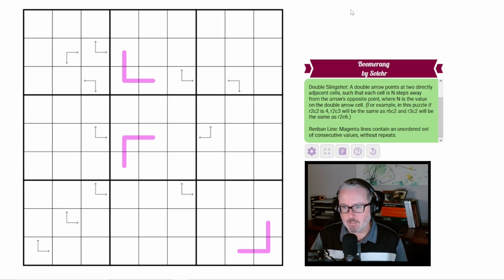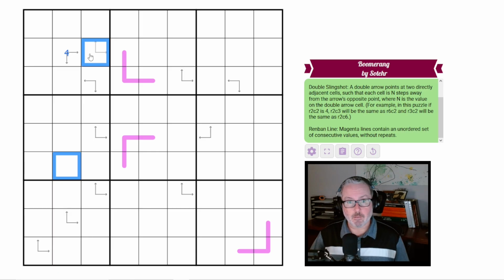For example, in this puzzle, if row 2, column 2 is 4, let's just put that in for a second. Row 2, column 3 will be the same, which is this one, as row 6, column 2. This guy would be pointing. So it's saying this guy here is, yeah, that's right. Okay, the brain's getting back to it.